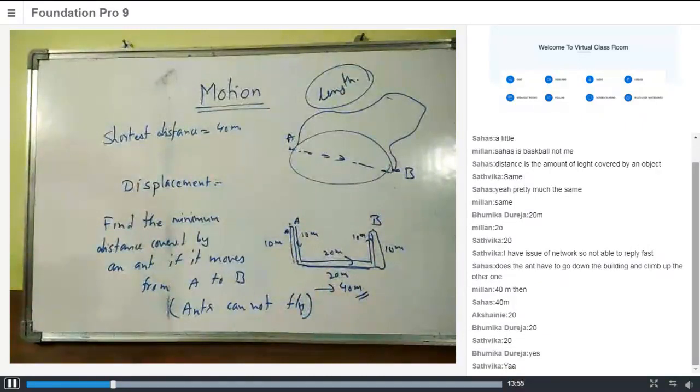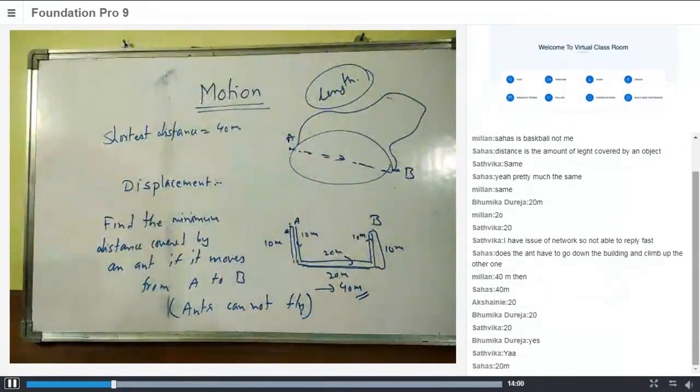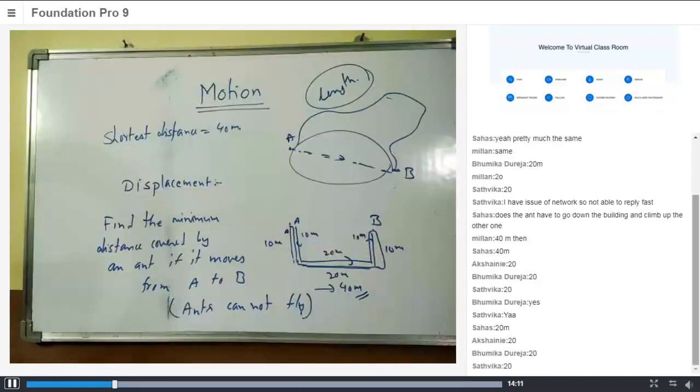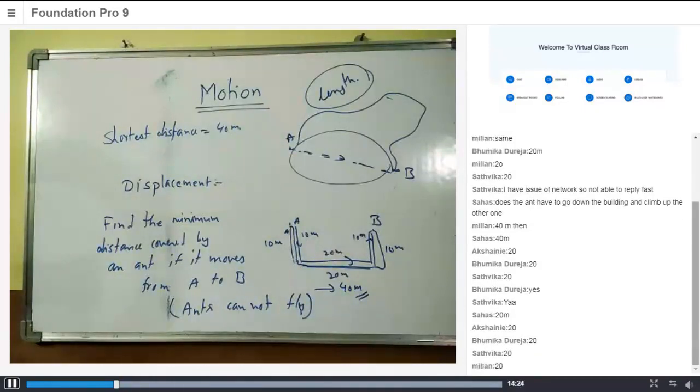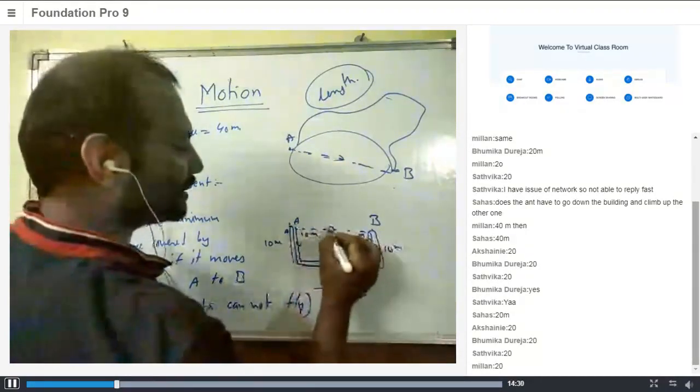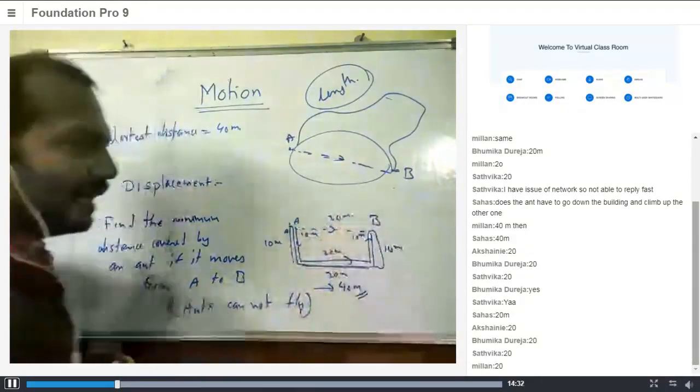Now, what is the displacement of the ant? Akshani says 20, Sahas says 20, Bhumika says 20, Satvika and Milan, 20. Milan, what is your answer? 20. So all of you say 20. So what is displacement? Displacement is only this. So this is how much? 20 meters. I hope it is clear.